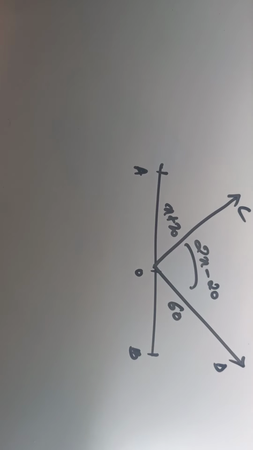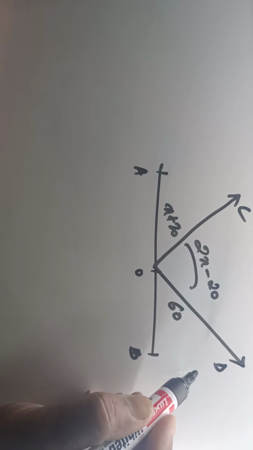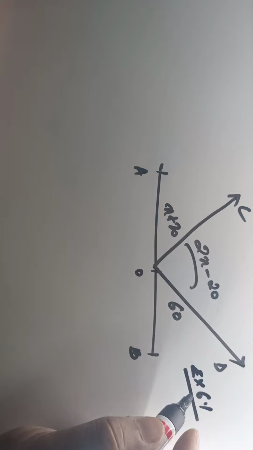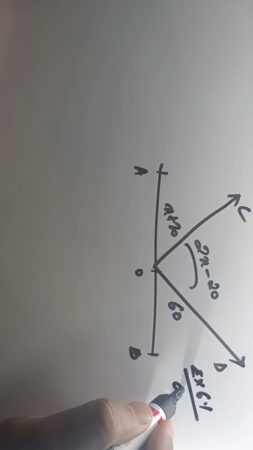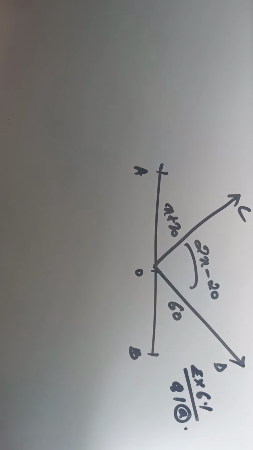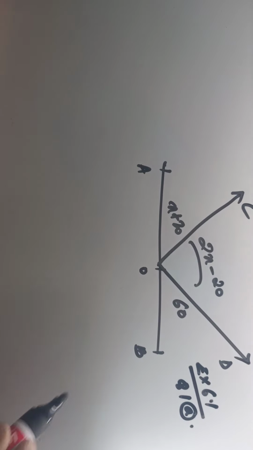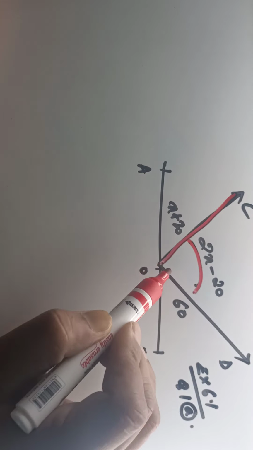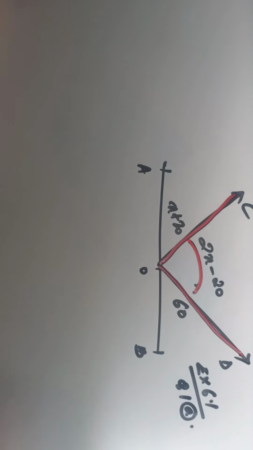Okay, we move on to exercise 6.1. This is exercise 6.1, question number 1A. Here you need to find this angle, that is, you have to find angle COD.